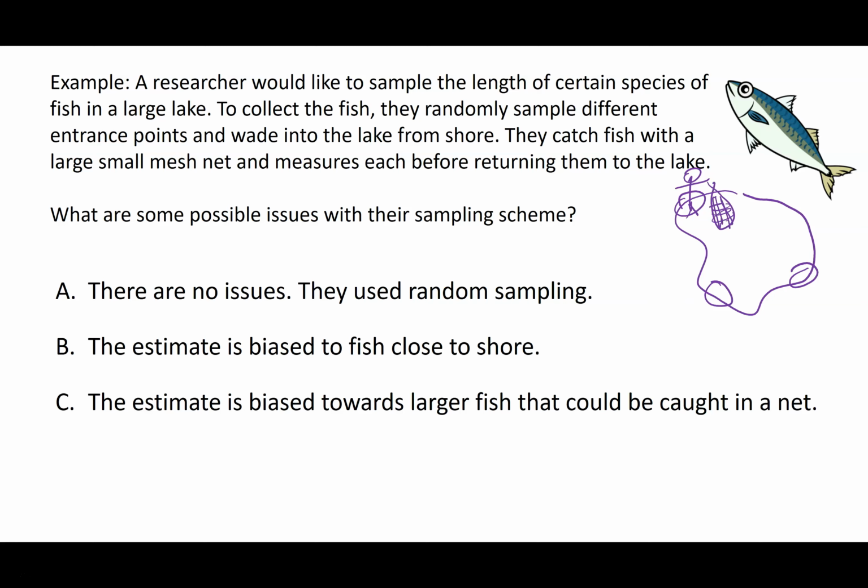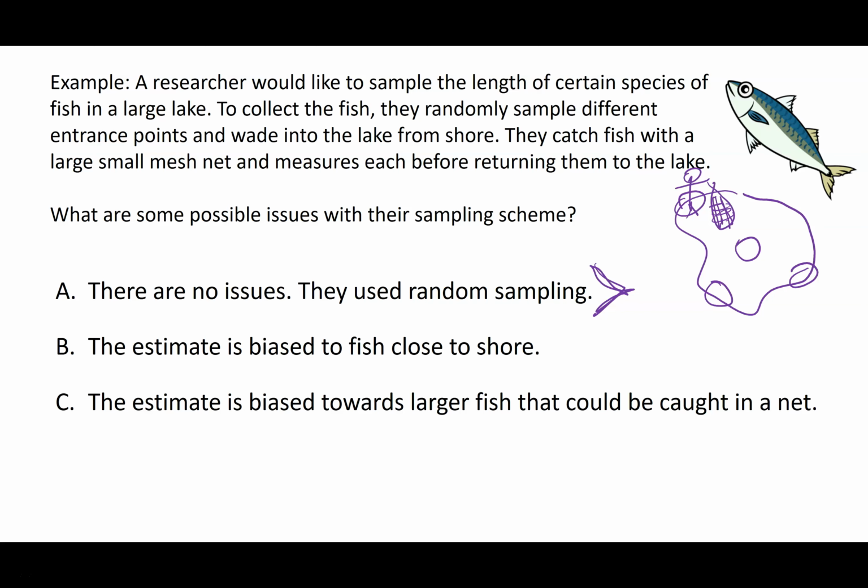I'm not going to quit my day job anytime soon. So they go ahead, they catch some fish from that place where they're standing, and they record the lengths of those fish, and then they return them to the lake. So what are some possible issues with this scheme? I'm going to throw out a hint. There are issues with this. Yes, they use random sampling to locate the spots, but it's not like they could have picked the middle of the lake, right? And that's part of it.